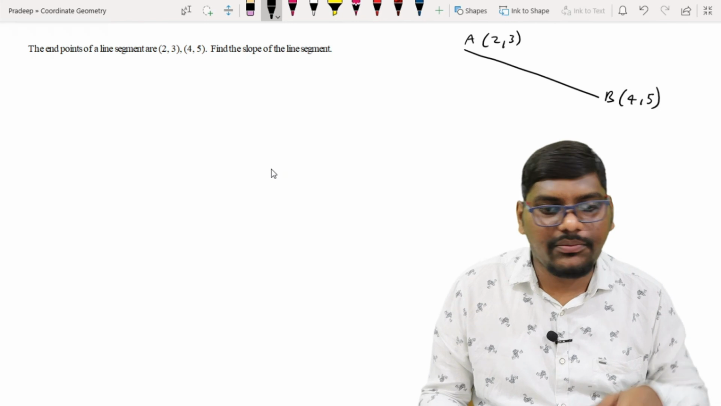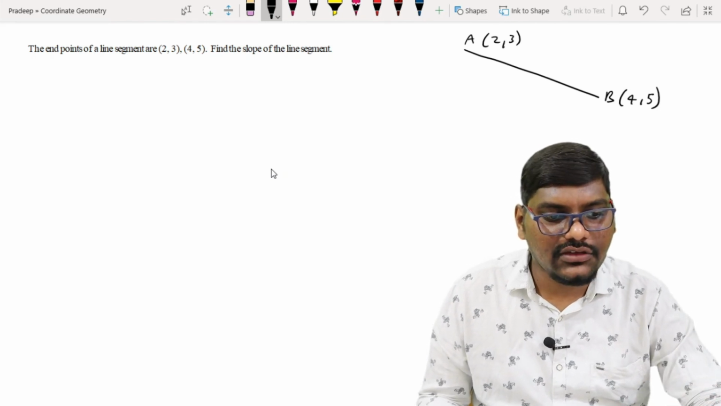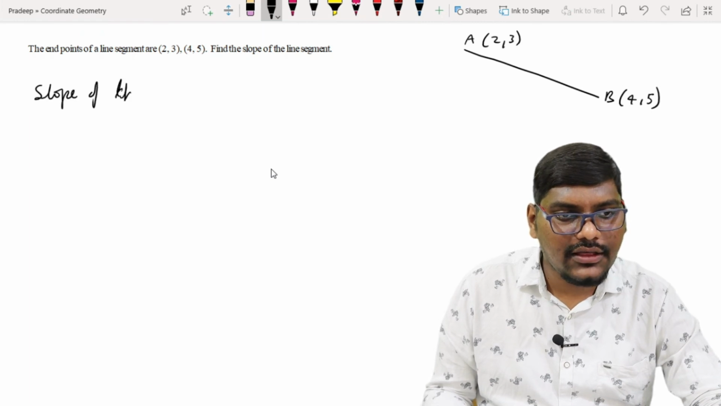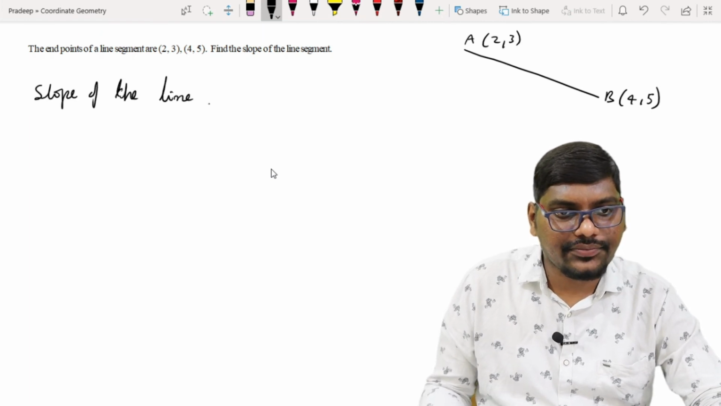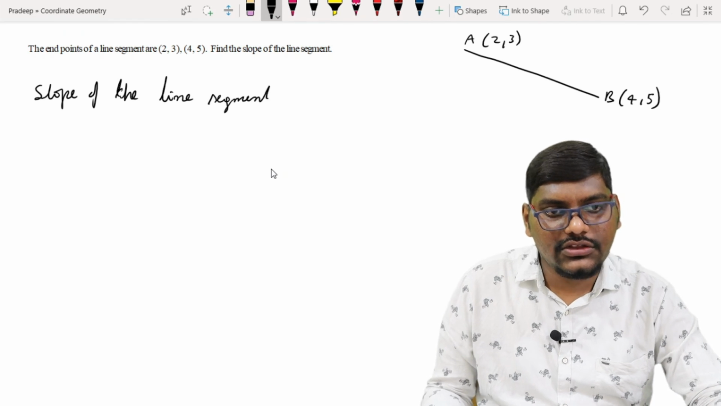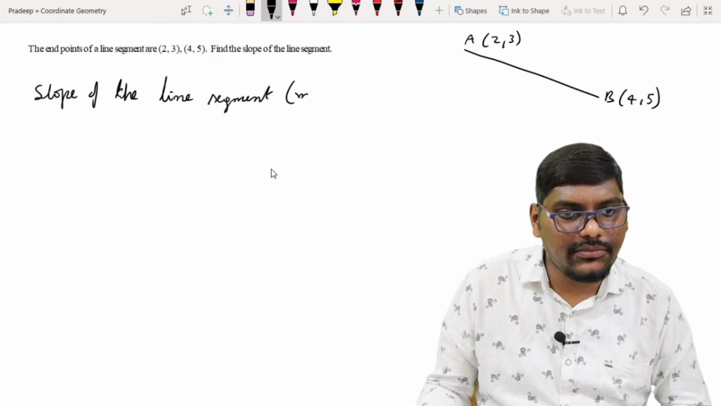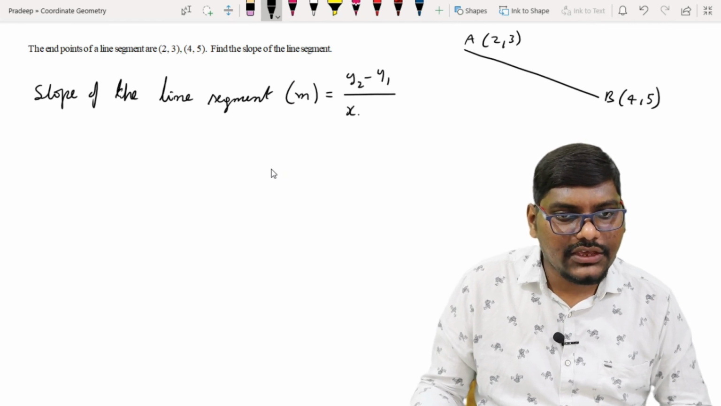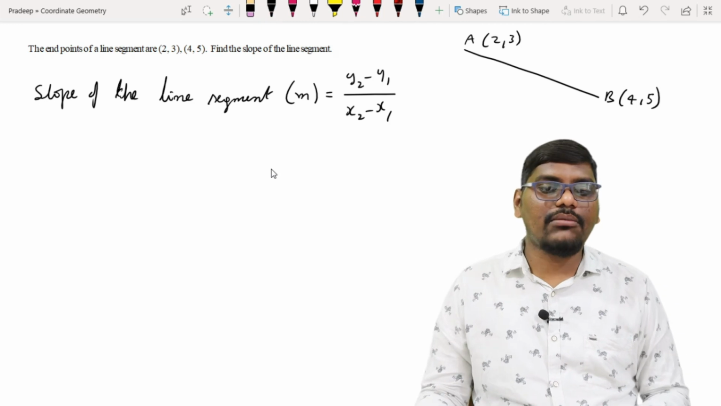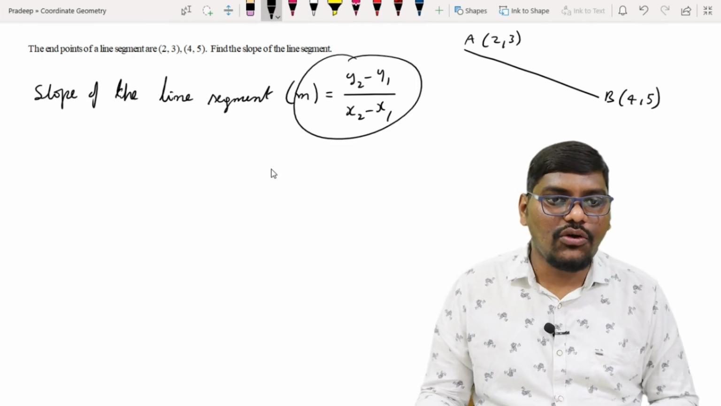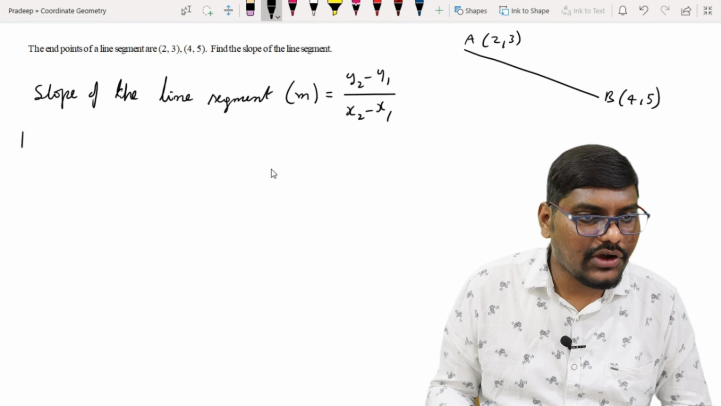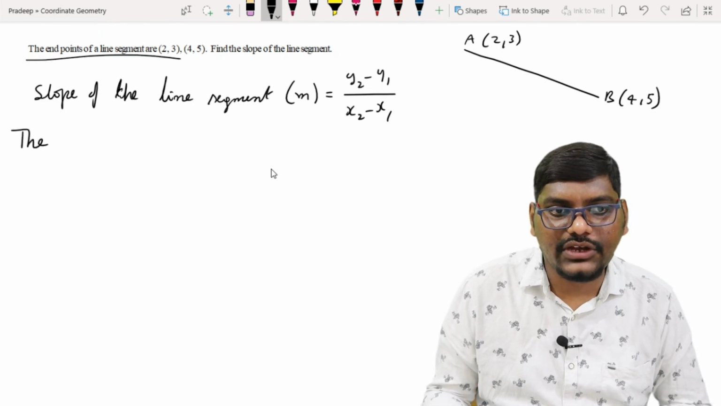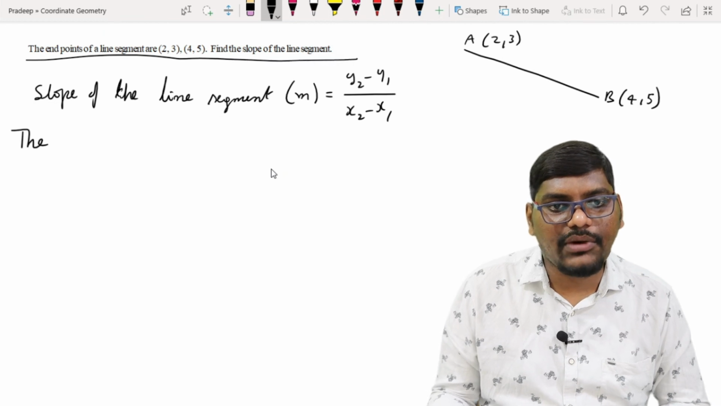To find out the slope, we have the formula. So I can write slope of the line segment. The slope is generally represented with m, so I can write m equal to (y2 minus y1) by (x2 minus x1). So this is the formula we'll use to find out slope. Alright, so we'll write the given points of the question. The end points of a line segment are (2, 3) and (4, 5). Find the slope of the line segment.